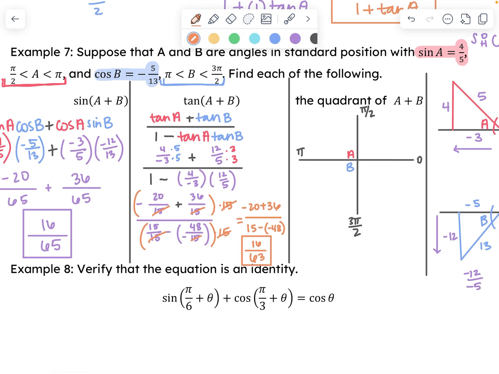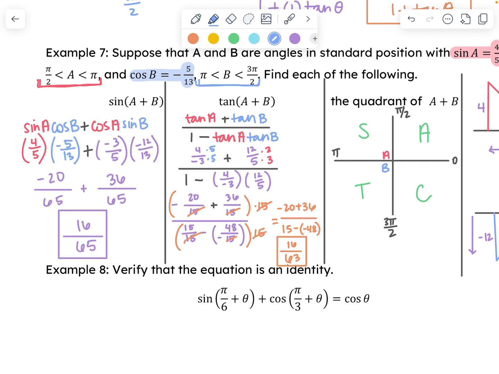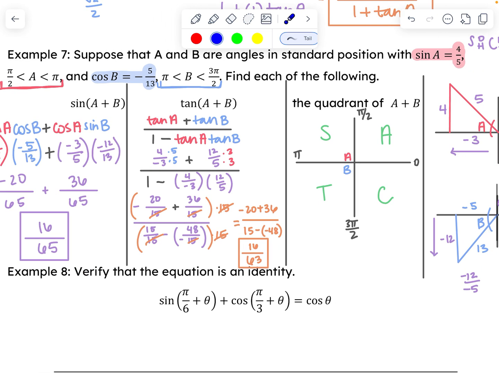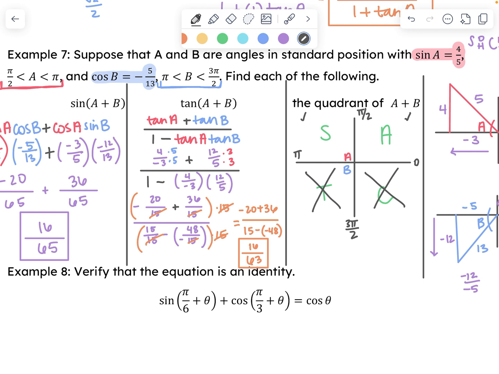So remember our acronym, All Students Take Calculus. We figured out over here that sine is positive. So if sine is positive, that means that I have to be up here in quadrant 1 or quadrant 2. I can't be down here in quadrant 3 or 4 because my sine has to be positive. So sine of A plus B is equal to a positive value.